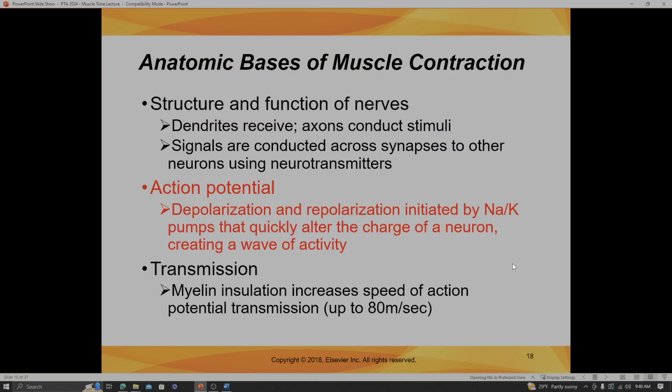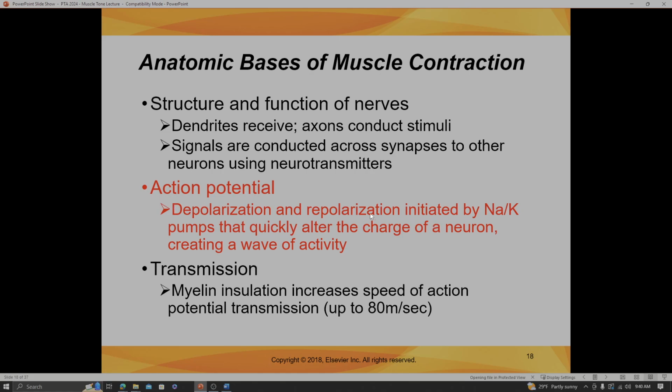I mean, very simplified breakdown of it, but I don't want to get too crazy for the purposes of this lecture lab. We will discuss this all through your program, I promise. So here's the structure and the functions of nerves, knowing that the dendrites are responsible for receiving information while the axons are the ones that are actually conducting stimulus. Signals are conducted across the synapse through neurotransmitters. You'll see a picture of this in a second.